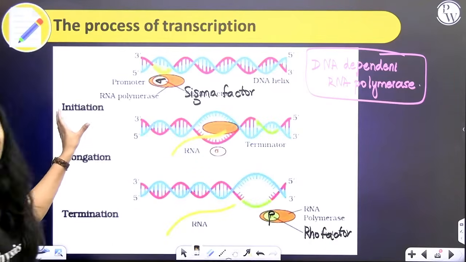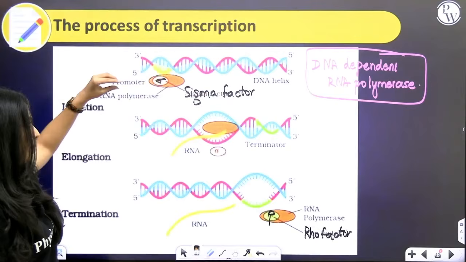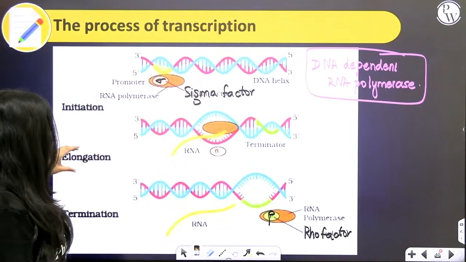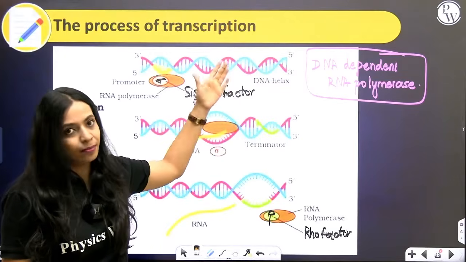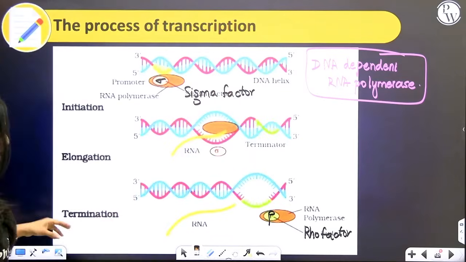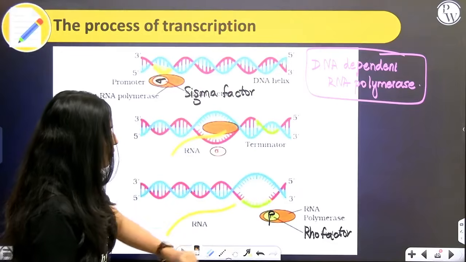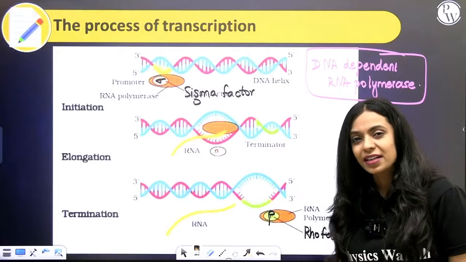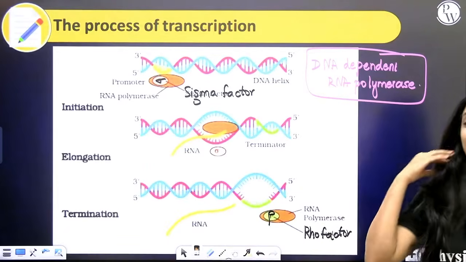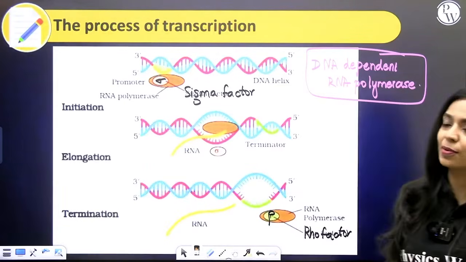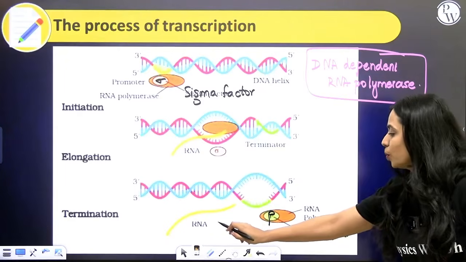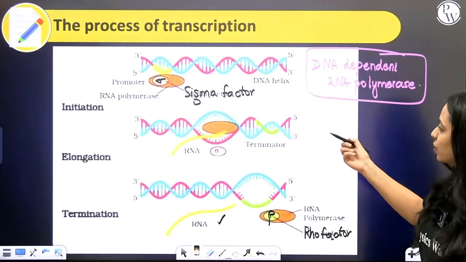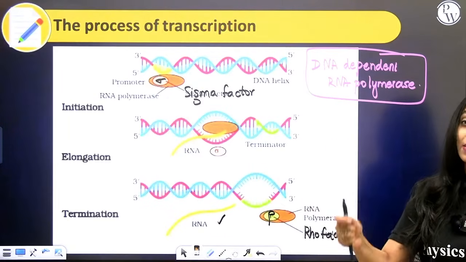So the first step, initiation, is when RNA polymerase binds to the sigma factor, identifies the promoter. After that, it will elongate the new strand of RNA based on the principle of complementarity. It associates with Rho factor towards the end of elongation. Rho factor helps in the identification of the terminator sequence, and that ends the process of transcription. So at the end of transcription, you will have a newly synthesized strand of RNA that is complementary to the template strand and has the sequence similar to the coding strand.